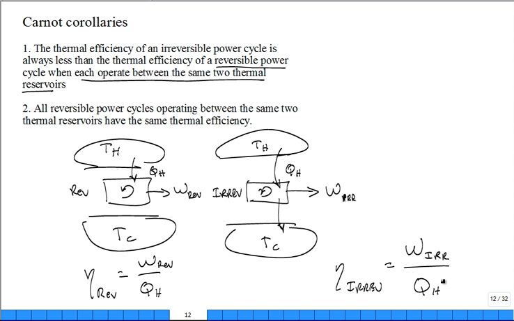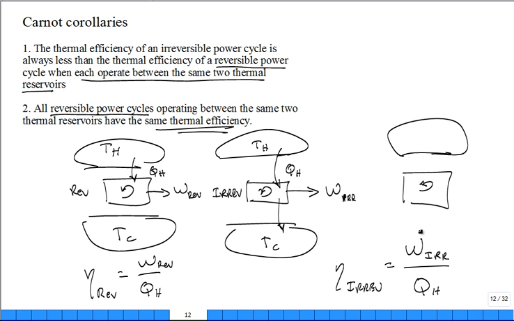Another corollary: all reversible heat power engines operating between the same two thermal reservoirs have the same thermal efficiency. Once you've gotten to the max, you can't be more clever and exceed it by a different engine design. So if you're completely reversible, the inside of this box, the heat engine, how it works, this could be design number 2, but it's completely reversible. The thermal efficiency of a completely reversible heat engine of design 2 will be the same as the thermal efficiency of a completely reversible design 1.